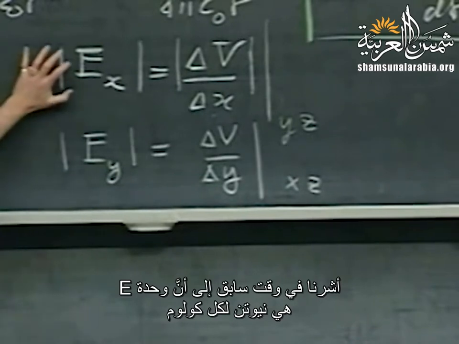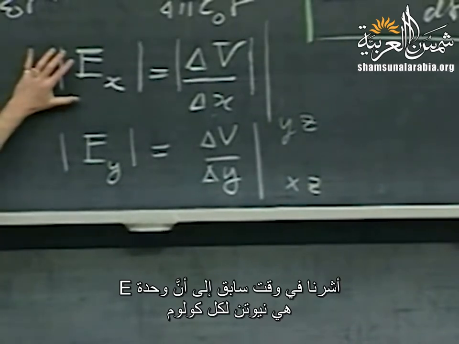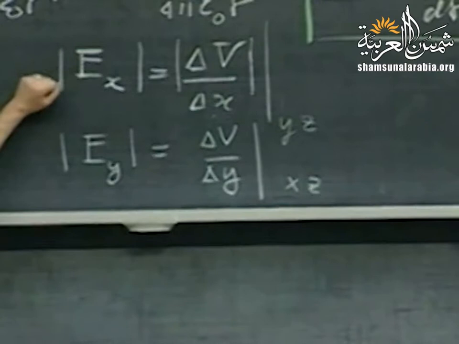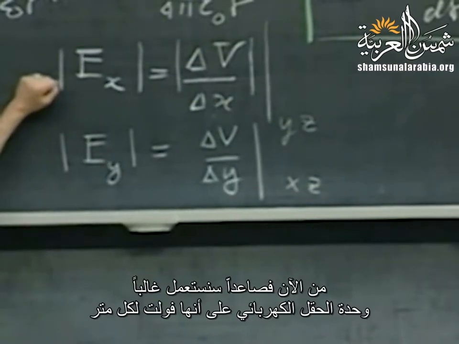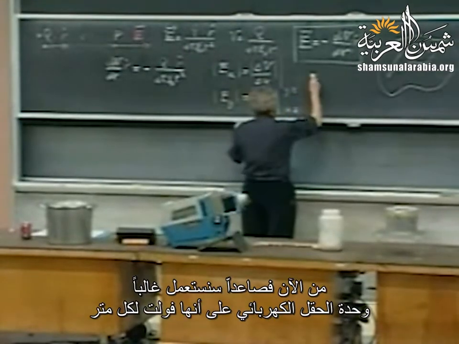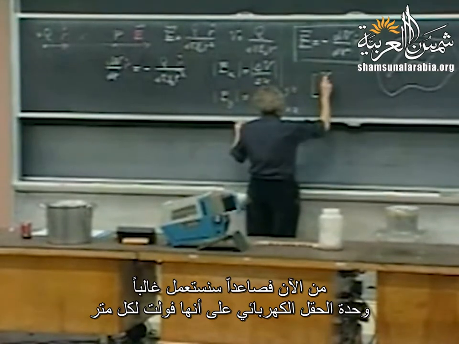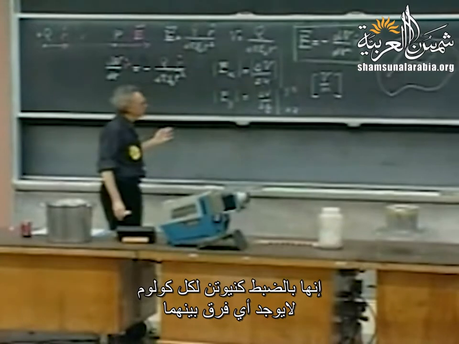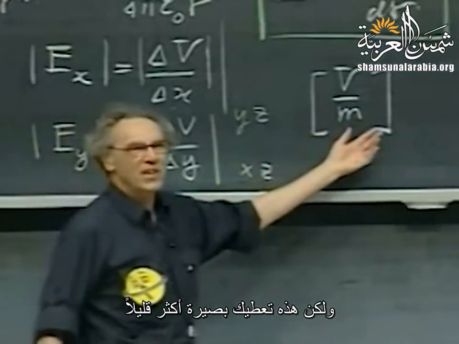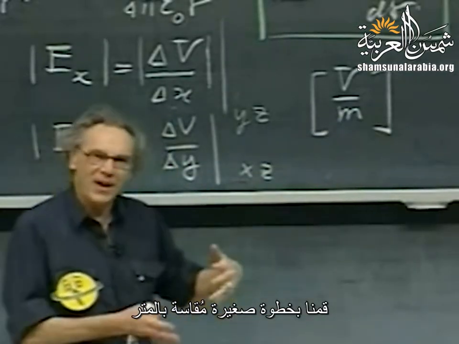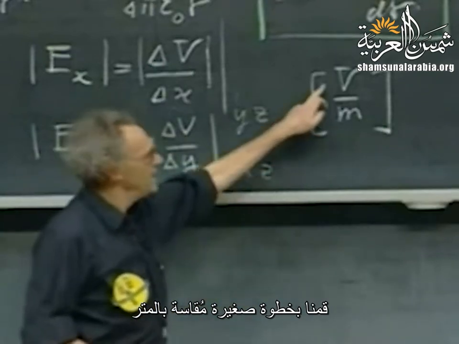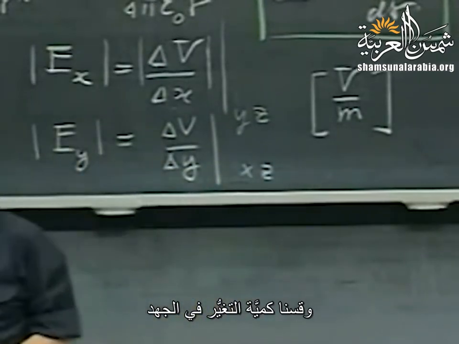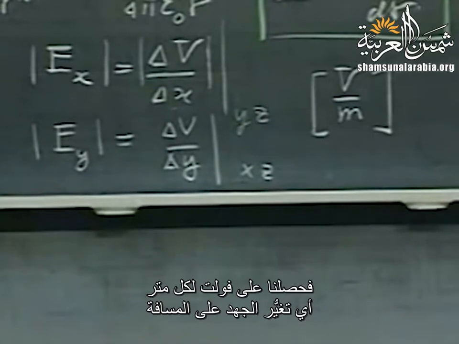Earlier, we wrote down for E the unit newtons per coulomb. From now on, we almost always will write down for the unit of electric field volts per meter. It is exactly the same thing as newtons per coulomb. There's no difference. But this gives you a little bit more insight. You make a little side step in meters, and you measure how much the potential changes. It's volts per meter. It is a potential change over a distance.